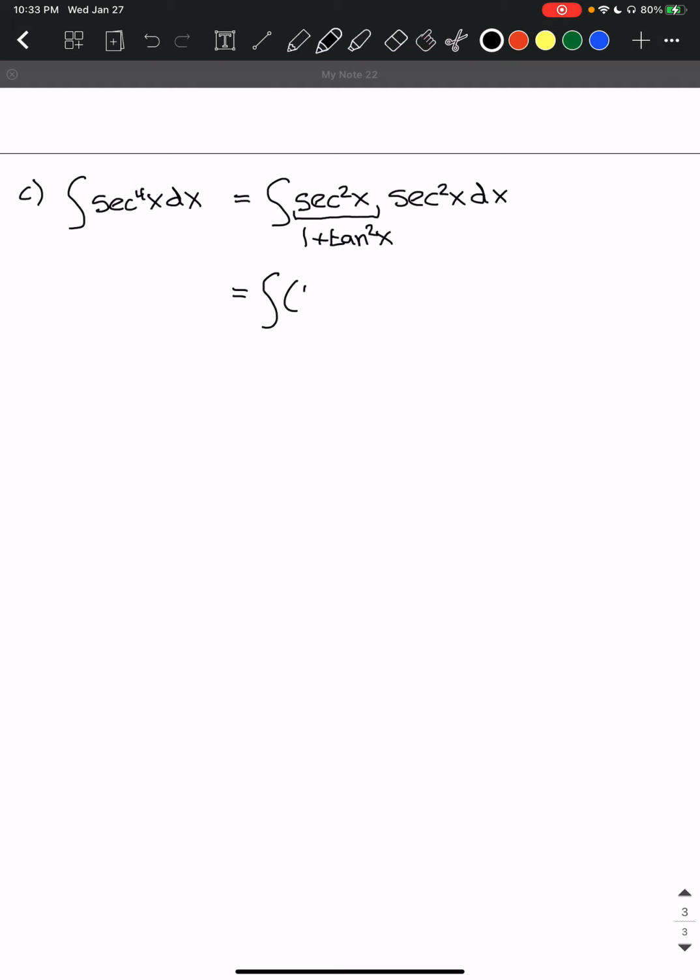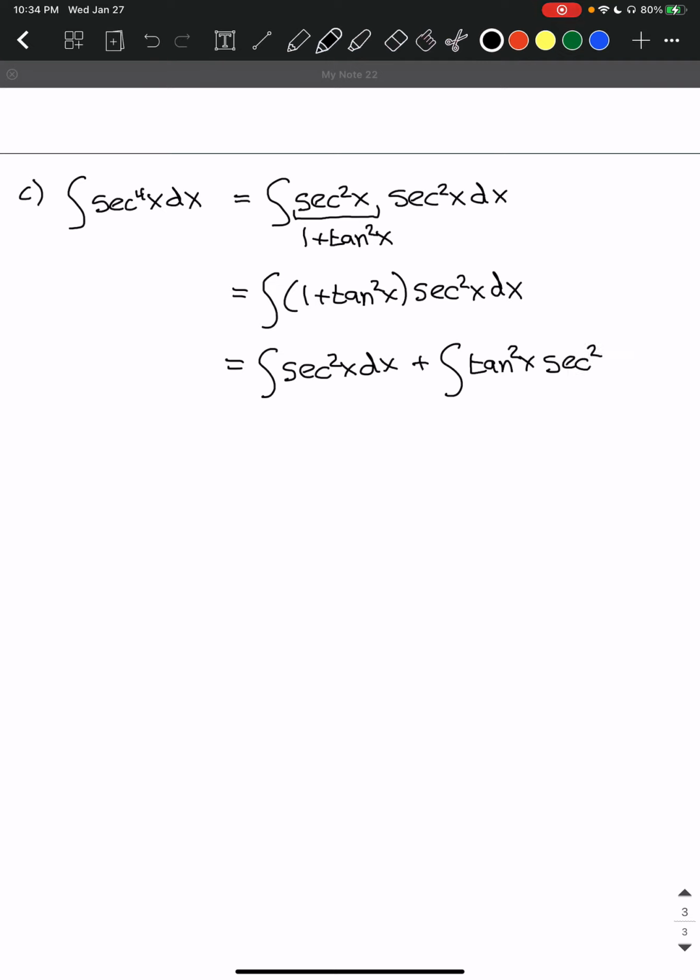So now I have the integral of 1 plus tangent squared of x, secant squared of x dx. When I FOIL that out, I'll get the integral of secant squared of x on its own, and I'll get the integral of tangent squared of x, secant squared of x dx. Okay, so this first integral here looks scary, but it's literally just the integral that will give you tangent, right? The derivative of tangent is secant squared. So this one here gives us tangent of x plus c.